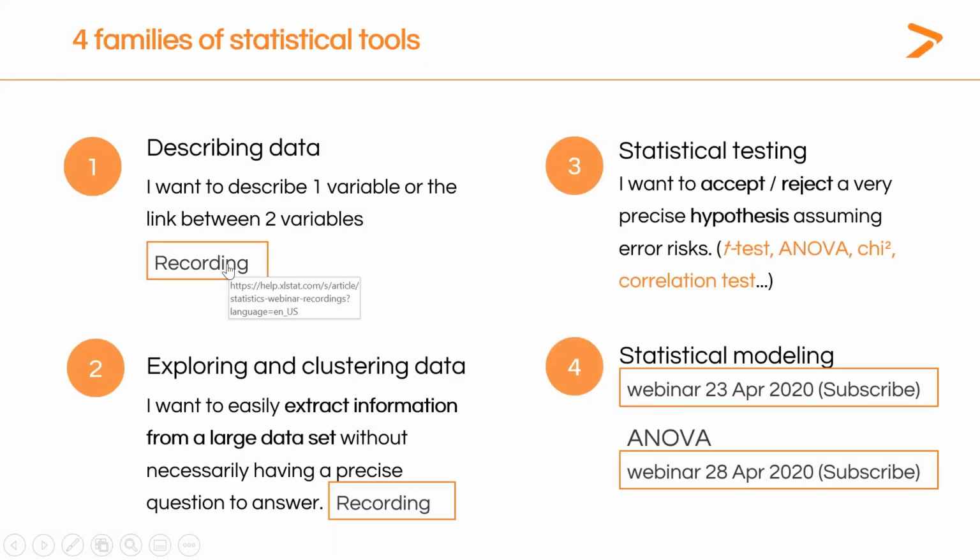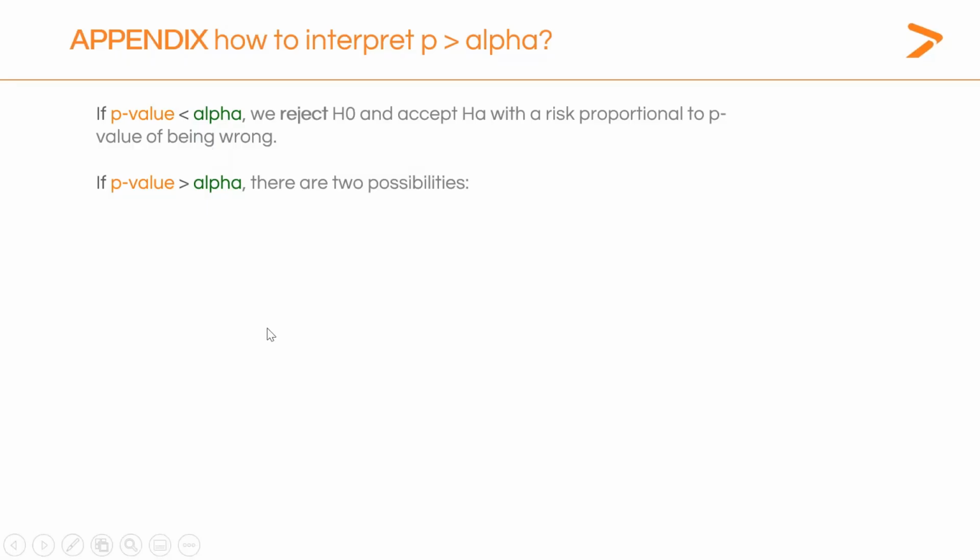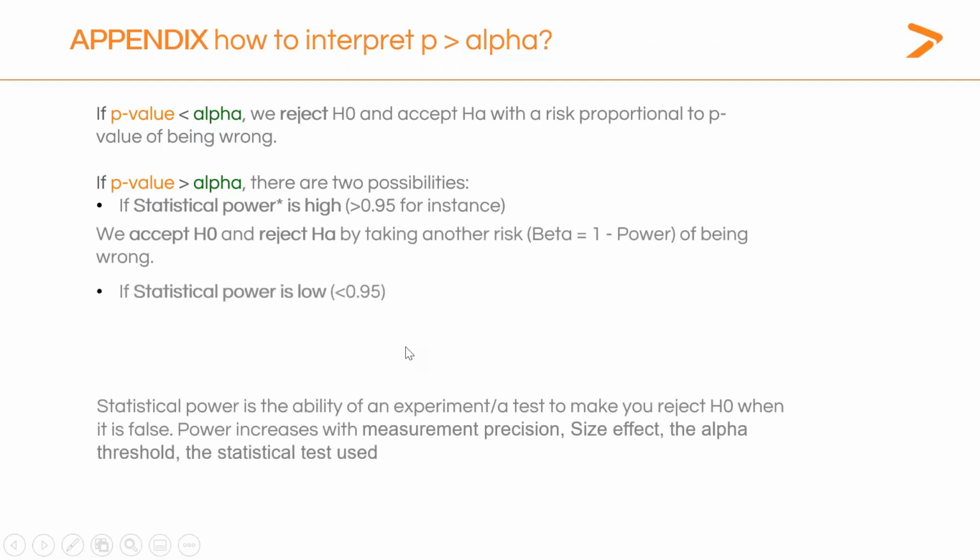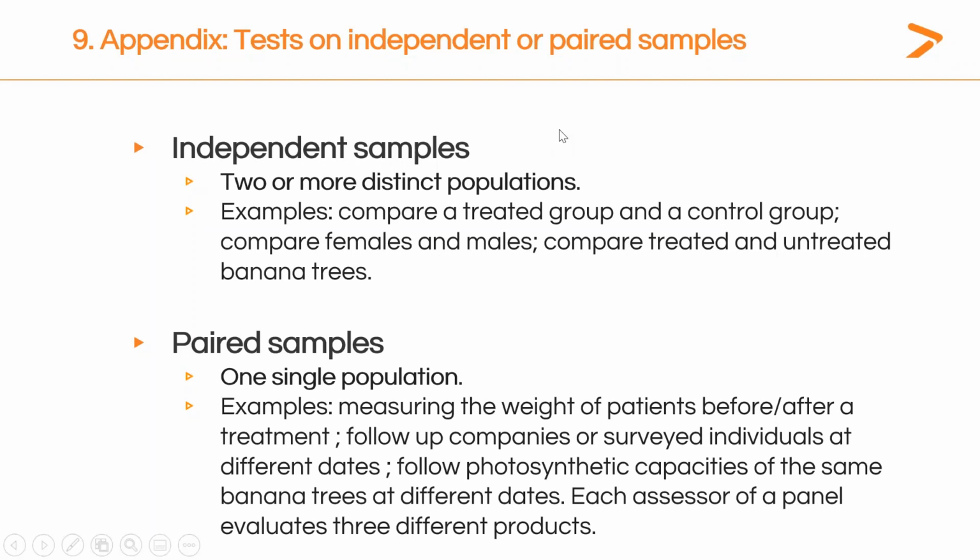Okay, so I have included this slide, which allows you to access the recordings of the two former webinars and to register to the upcoming webinars. Right after that, you have an appendix to see how to interpret a p-value higher than alpha and what is the difference between independent and paired samples.